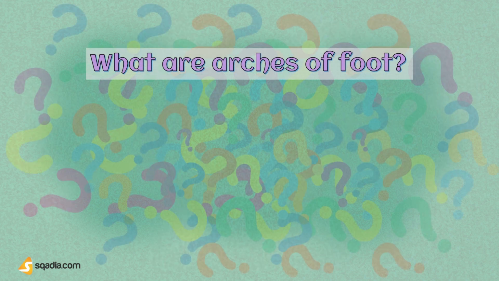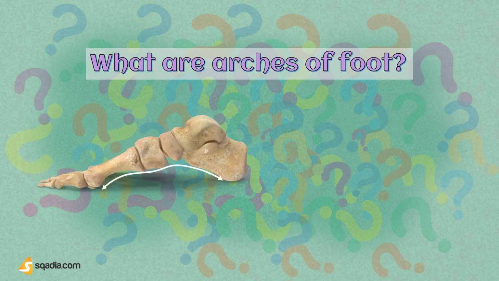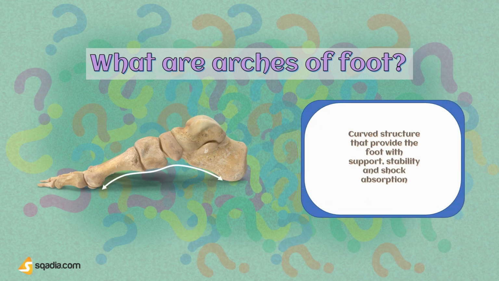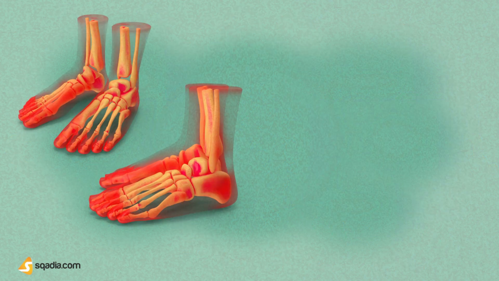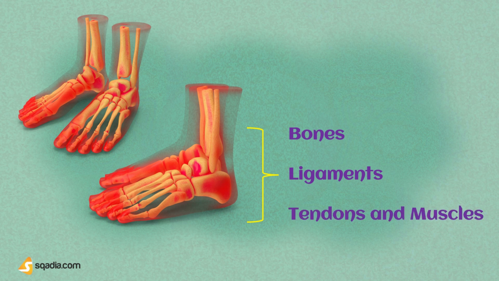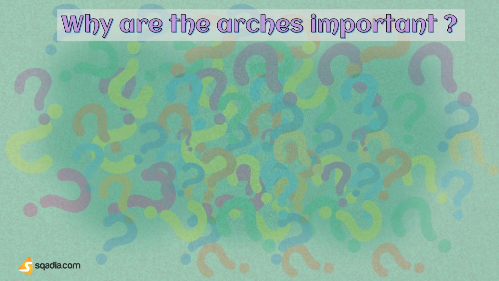So, what are these arches? The arches of the foot are curved structures that run along the length of the foot, providing support, stability, and shock absorption during standing, walking, and running. These arches are composed of bones, ligaments, and tendons that work together to distribute the weight of the body evenly across the foot. Now the second question is, how and why are the arches important in the structural anatomy of the foot?